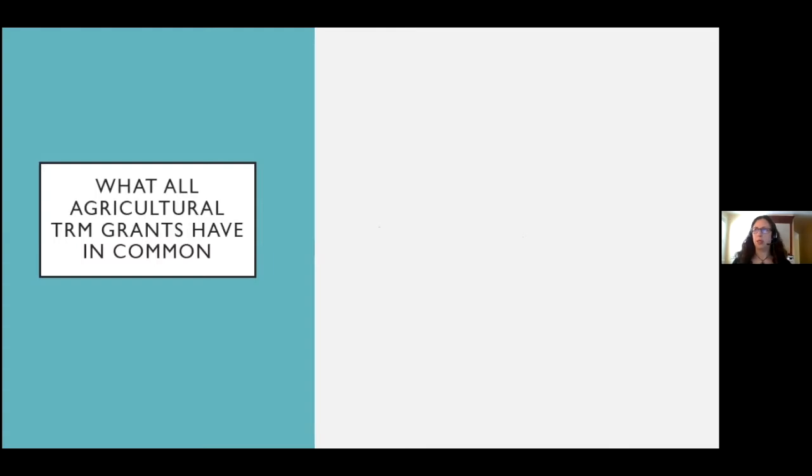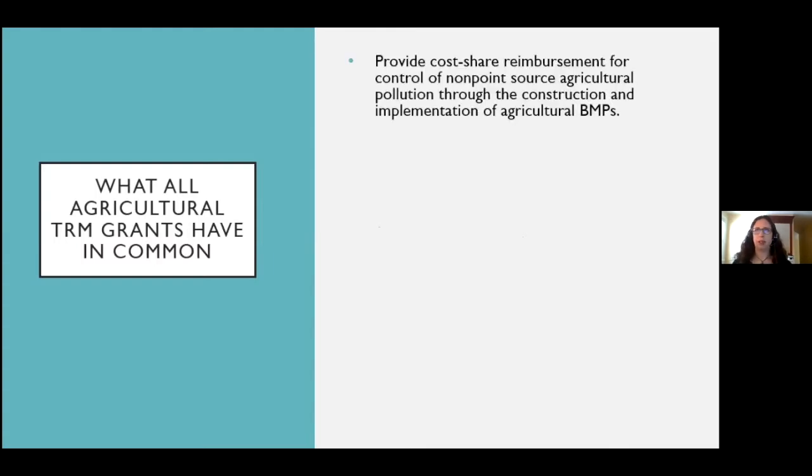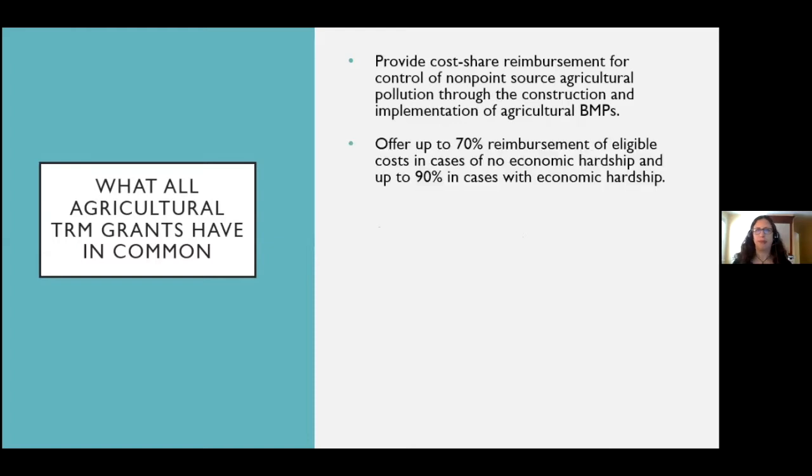There are certain things that all TRM grants have in common. So agricultural TRM grants provide cost share reimbursement for control of the non-point source agricultural pollution through the construction and implementation of agricultural best management practices, or BMPs. They offer up to 70% reimbursement of eligible costs in cases of no economic hardship, and up to 90% in cases of economic hardship.